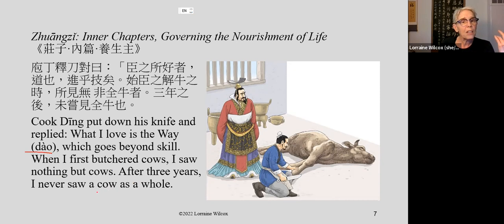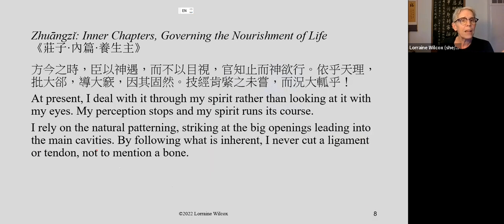But after 3 years, he no longer saw it as a whole thing. Basically, what he sees now is that he deals with it through his spirit rather than with his eyes. And so he's encountering it on a different level of consciousness now, using his spirit, not his physical eyes. And so he relies on the natural pattern within the flesh. I'm sure if you've ever had a turkey at Thanksgiving, you've got the wing and you've got to hold it a certain way, and then you get the knife to go through where the joint is and not try to cut through the bone and so forth. So he's looking at the natural pattern of the flesh, striking at the big openings leading into the main cavities. He follows its inherent nature.